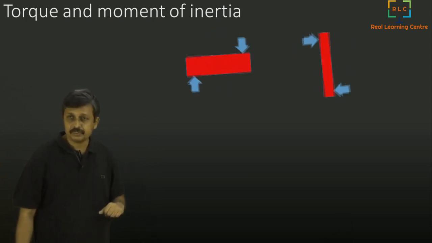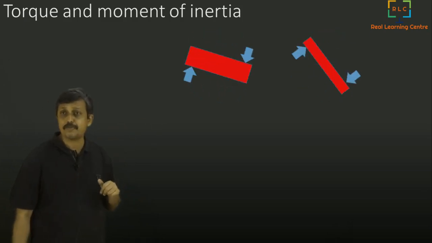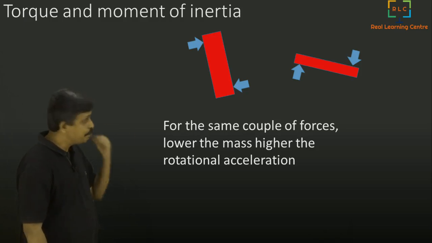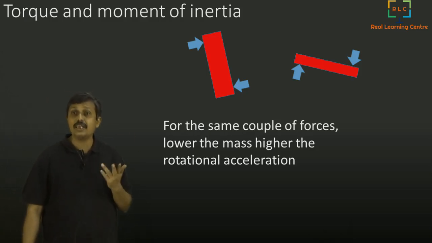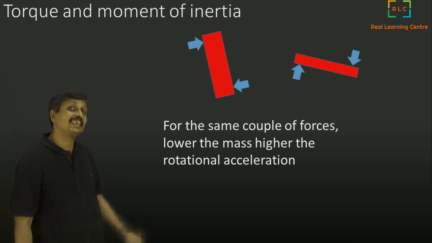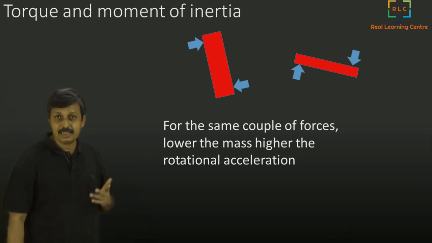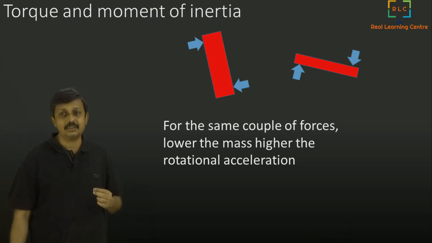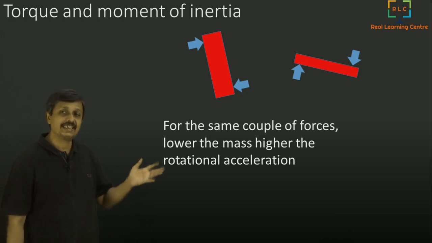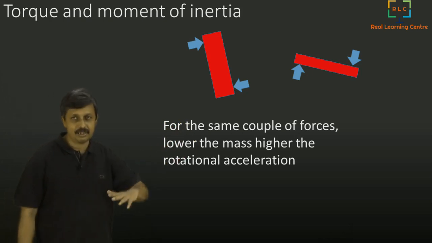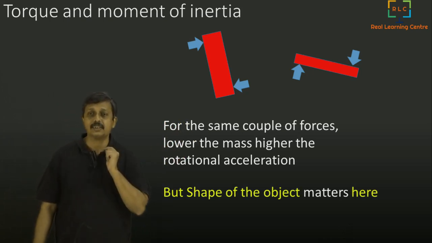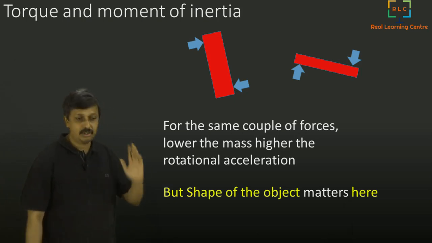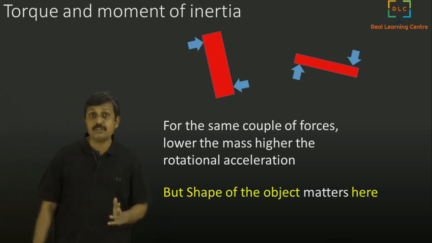Let us see. You can clearly see the second one has picked up speed faster. Which simply means that for the same couple of forces, the lower the mass, the higher the rotational acceleration. This is the same as Newton's second law, so there is no difference. Lower the mass, higher the rotational acceleration. So that we have seen. The only difference here is that the shape of the object does matter. How does it matter?